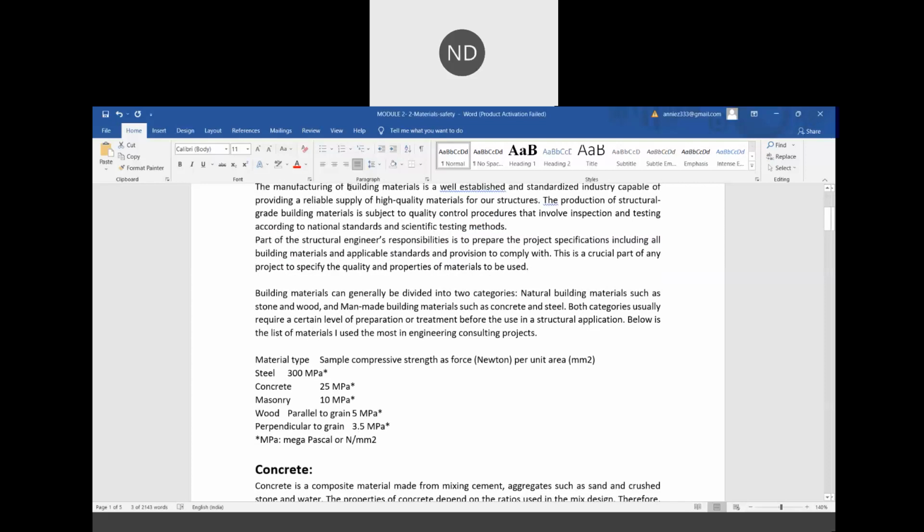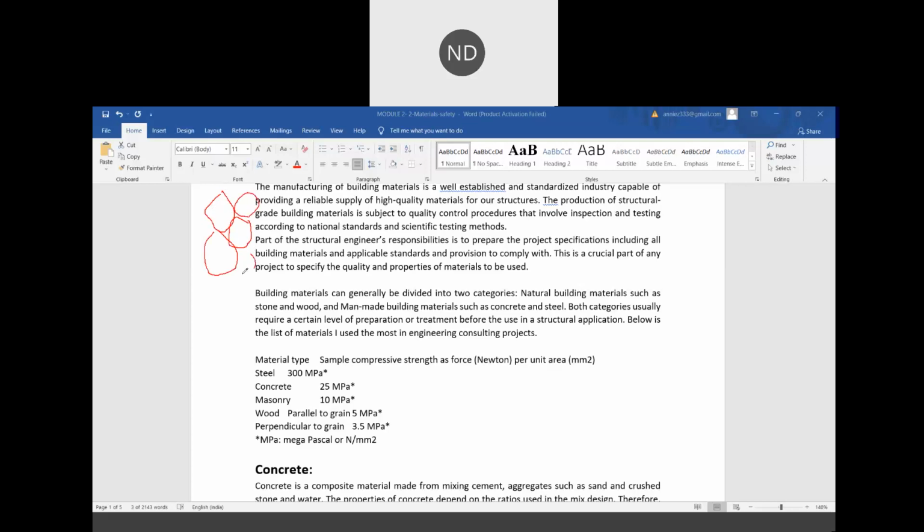The manufacturing of building materials is a well-established and standardized industry, capable of providing a reliable supply of high quality material, and the production of structural grade products. Basically, sometimes you can improve the cost effectiveness of structures which are made up of natural materials. Like it can be rubble masonry. When we talk about rubble masonry, it is made of hard rocks or stones, large stones. So these are natural materials.